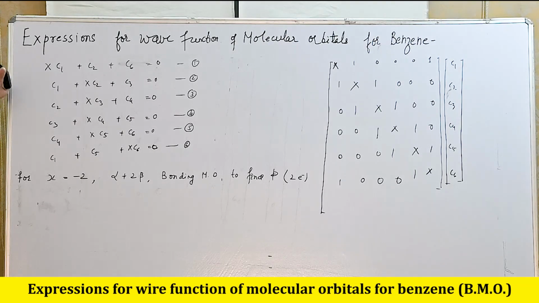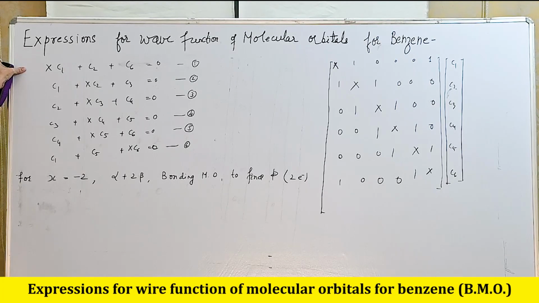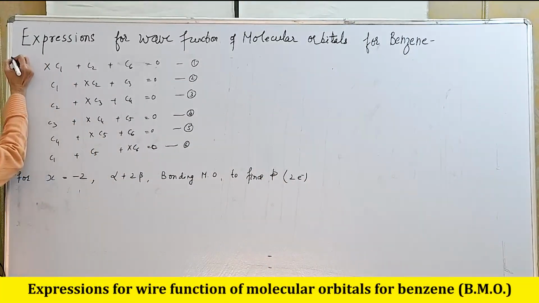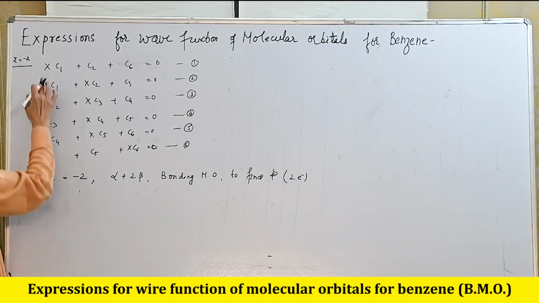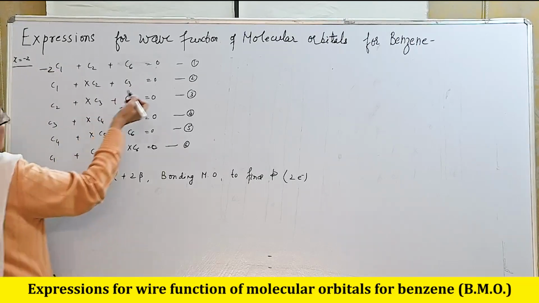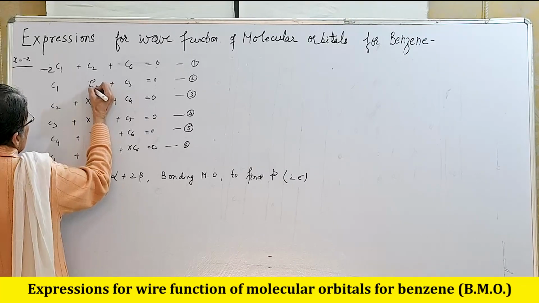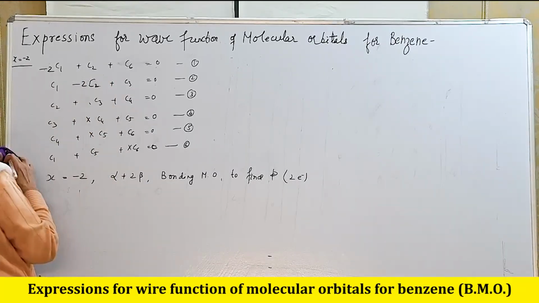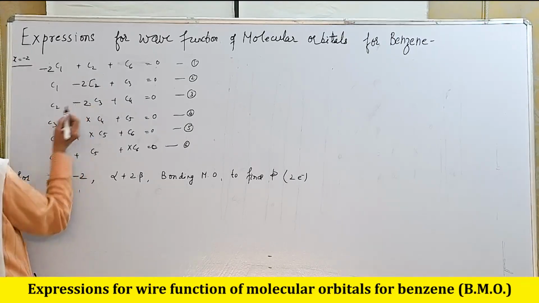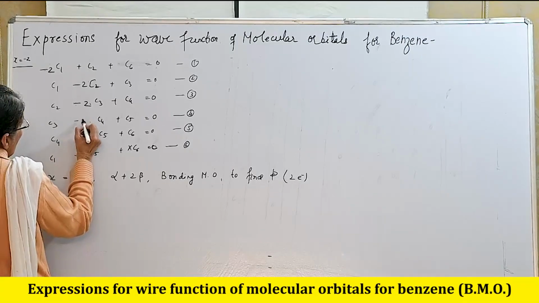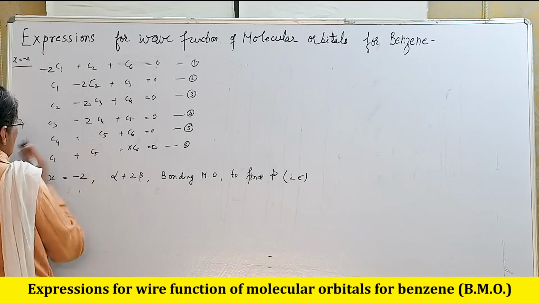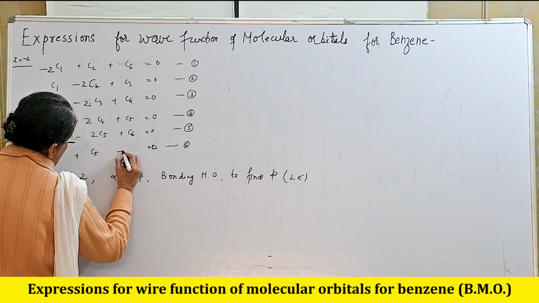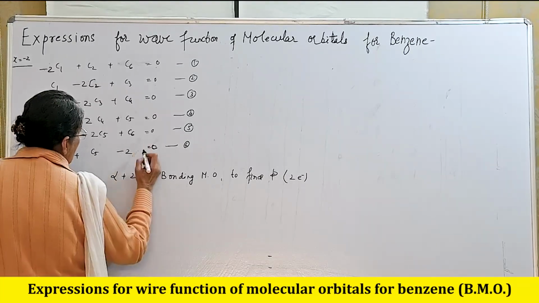So if we write minus 2 in place of x, then I simply write here only x equal, if I keep x equal to minus 2, then it is minus 2c1, c2, c6, and c1 is minus 2c2, and here x is minus 2c3, here it is minus 2c4, minus 2c5 and minus 2c6.